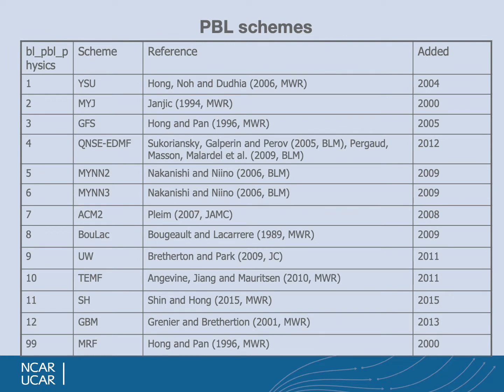This lists our boundary layer options. There are many. The popular ones would be the YSU, the MYJ, and the MYNN2 second order. But as you can see, we have a lot of choices here. Shin Hong, number 11, is also a variant on the YSU that's designed to work in the gray zone down to large eddy scale. So I'll refer to some of this later as well.